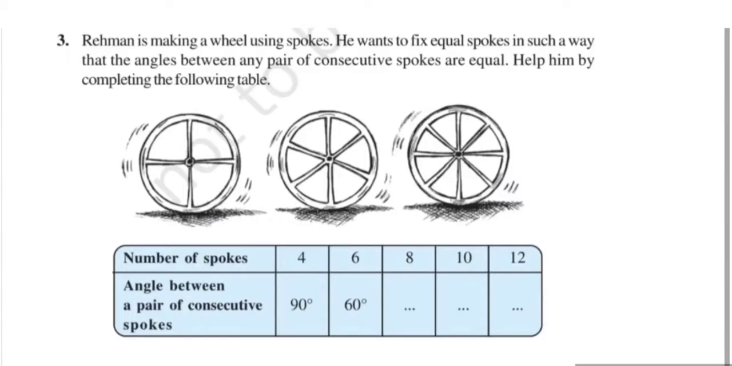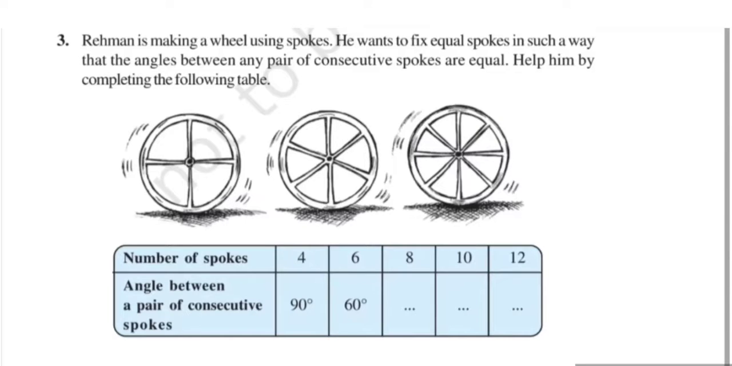Rahman is making a wheel using spokes. He wants to fix equal spokes in such a way that the angles between any pair of consecutive spokes are equal. Help him by completing the following table. So you can see here one table is given. In this, the number of spokes are given: 4, 6, 8, 10 and 12, and the angle between a pair of consecutive spokes are given: 90 degree and 60 degree. The rest we have to find.